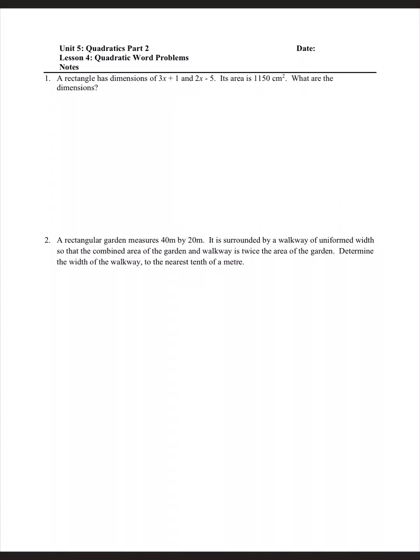So just some tips as we work through these word problems today. We're going to draw a picture. And then the goal is to set up a quadratic equation. Now sometimes when we set up our equation, it might not necessarily look like a quadratic, but once we expand and simplify it, we should get it into a quadratic in standard form generally. So let's take a look at this first one.